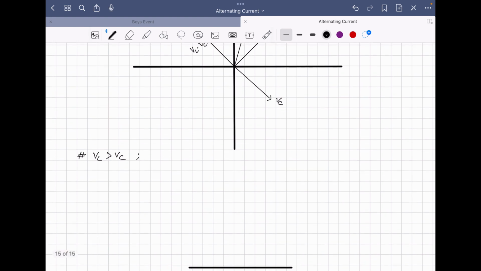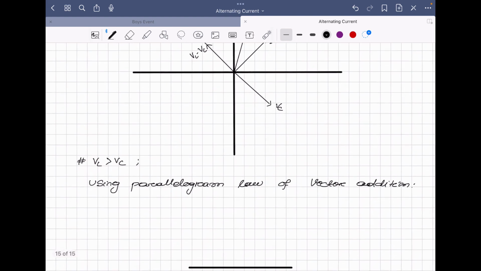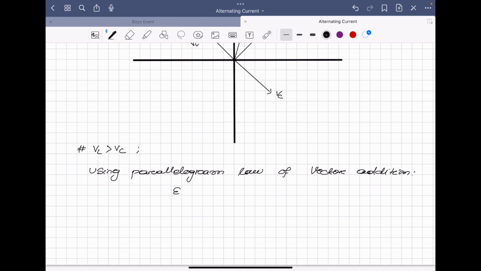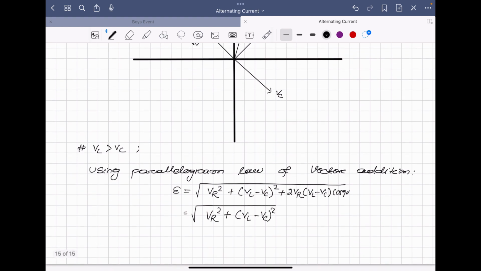Just see here. The net EMF is for VL minus VC and VR. So here you can write E equals under root VR square plus VL minus VC square plus 2 VR (VL minus VC) cos 90. As you know, cos 90 is 0, so this can be written as under root VR square plus VL minus VC square. Here also we have to calculate the peak potential drop, so we write E naught as under root V naught R square plus V naught L minus V naught C square.